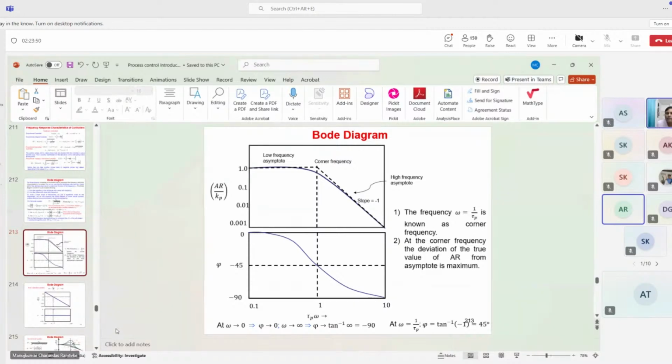Is that clear? Frequency response will be a part of the examination. Please note that. Whatever we will cover after the frequency response will not be a part of your examination.